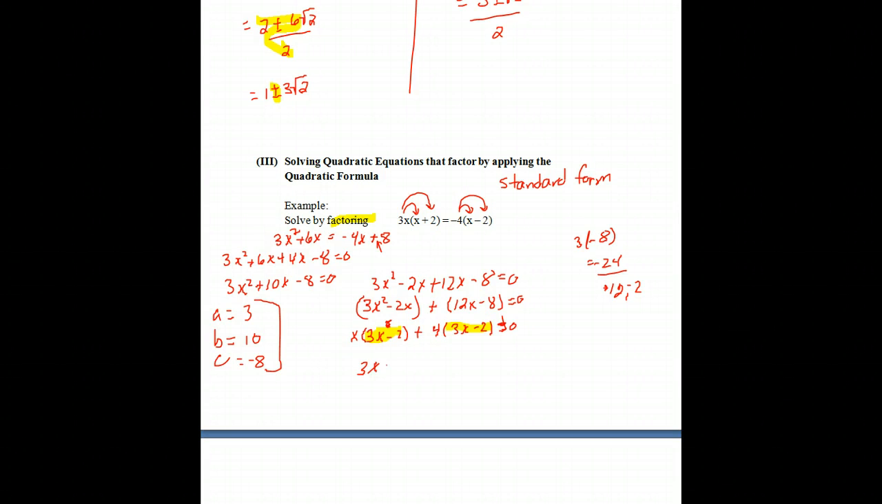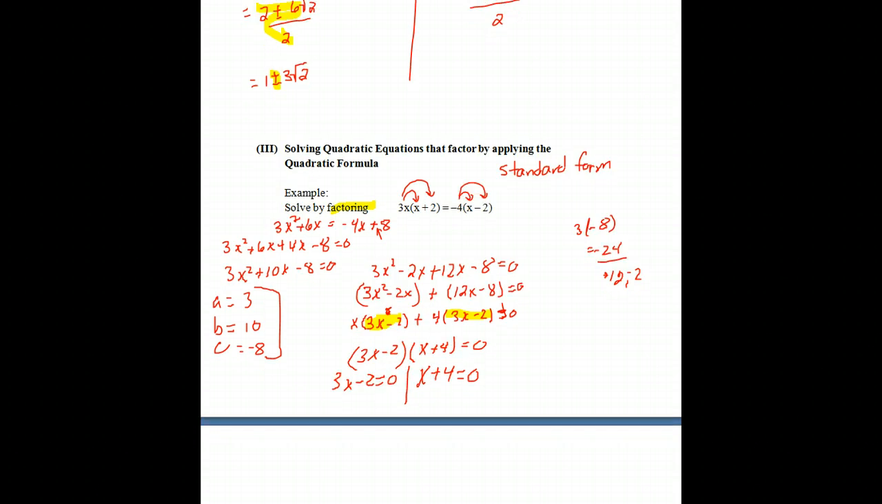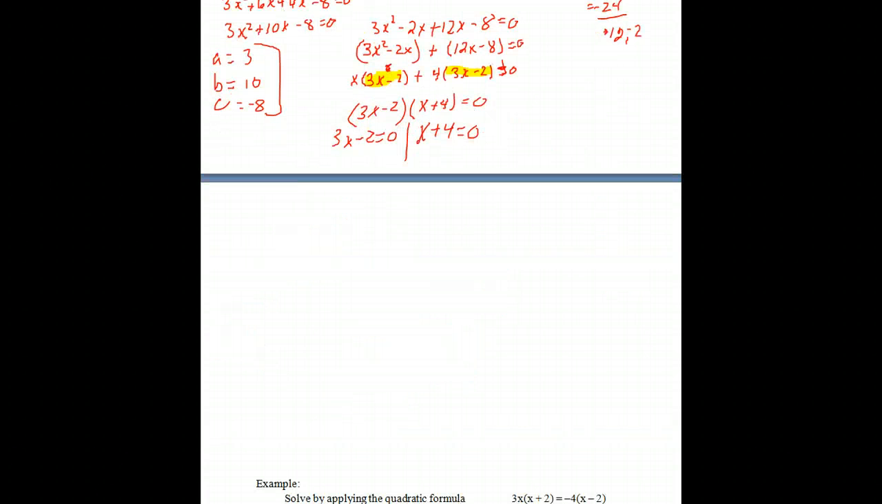So write down what you have in one set of brackets. And now you factor this away. The only thing left is x plus 4. And if you applied zero property, you'd have 3x minus 2 equals 0, or x plus 4 equals 0. So 3x equals 2, and divide both sides by 3. And here. Done.